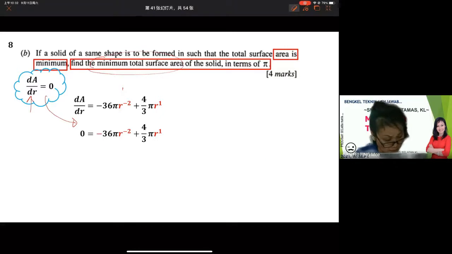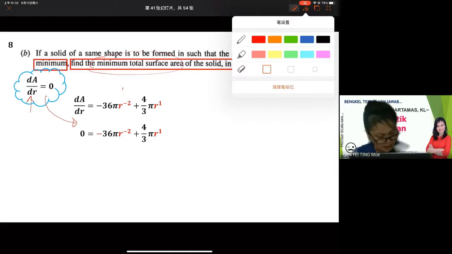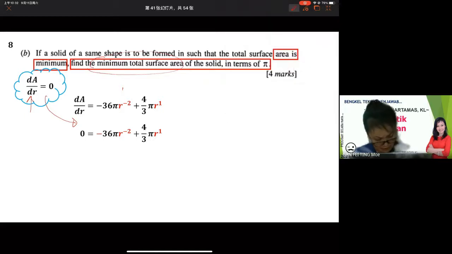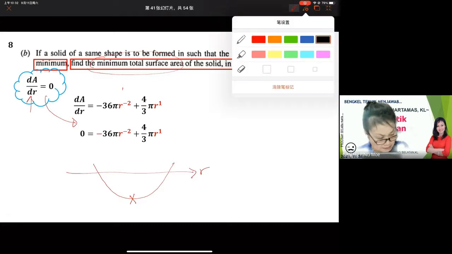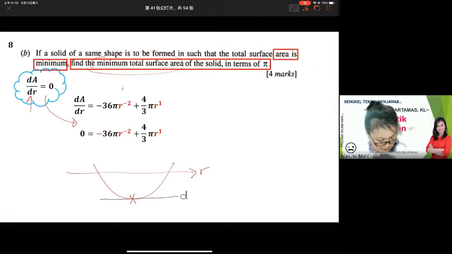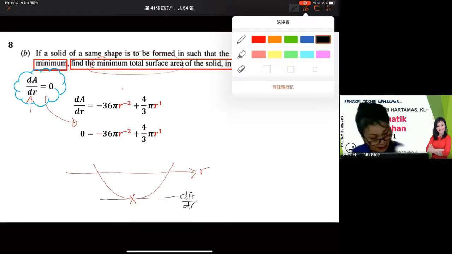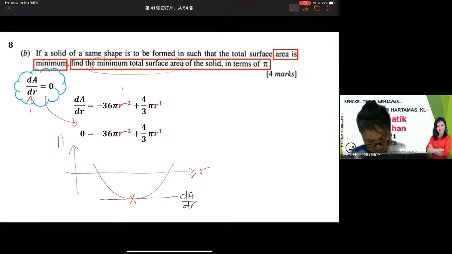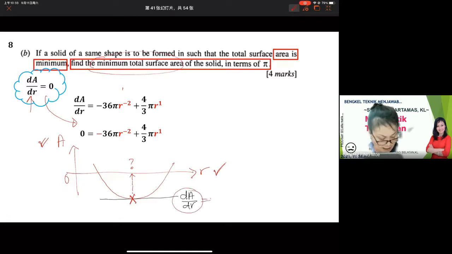Again, I have my diagram here. Since it says minimum, I have my graph as the minimum. You take a red color. So minimum, and this is my R. This is my tangent, and this is dA/dr. Why dA/dr? Remember, I have my axis on this side, which is A, and this is my 0. This is the domain, this is the codomain. This is the object, this is the image. So at this particular point, what is the R when dA/dr is equals to 0? That is what it meant.